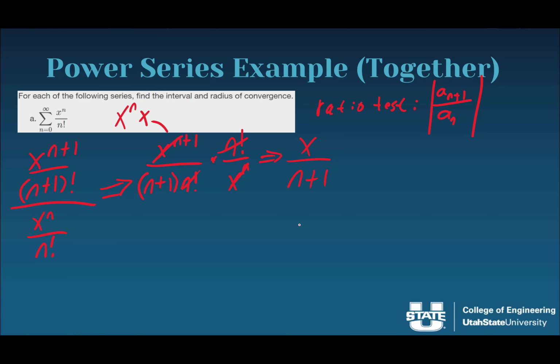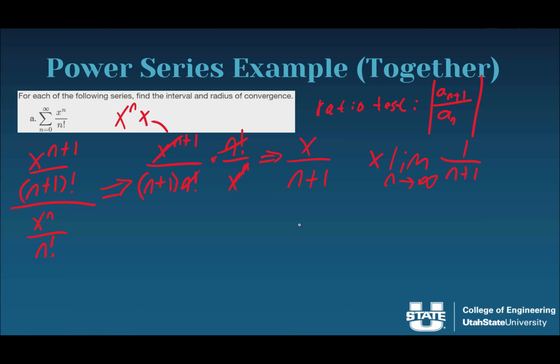All right, so now to tell if that converges or not, what do we need to do? We take the x out, and then we take the limit as n approaches infinity of 1 over n plus 1. Cool. So that's what we have.